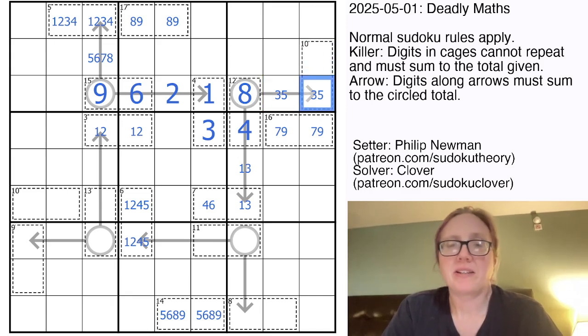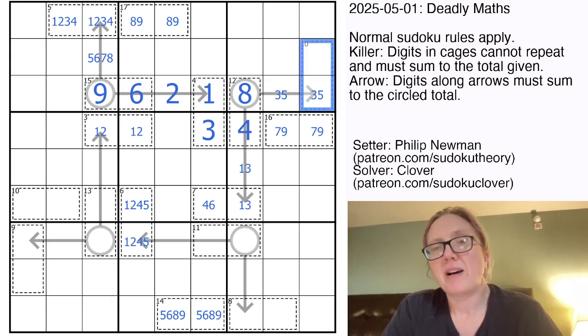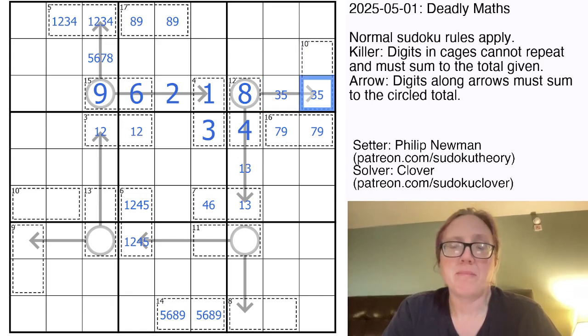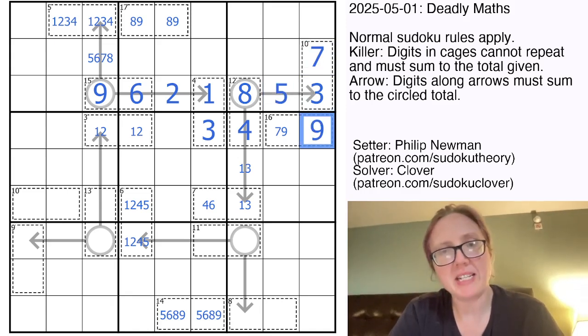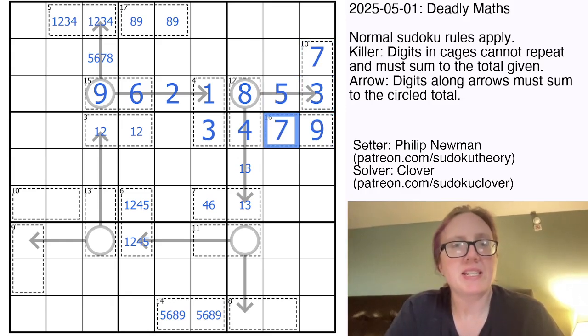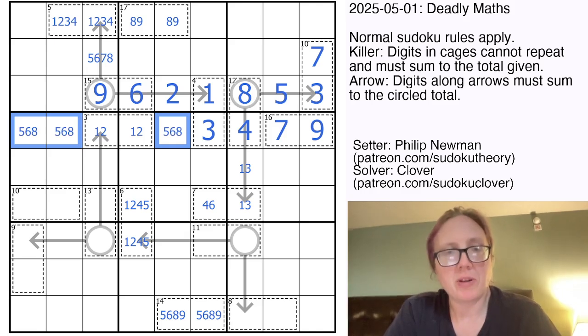Now the 5 can't go in this cell because that would make this cage 5 plus 5, which would sum to 10, but it would give us 2 5s in the column. So that's going to be a 3. That's now a 5, that's a 7. And we're going to have a 9 here, and a 7 there. So now these are going to be 5, 6, and 8 to finish the row. I'll pencil mark that. That will become relevant a little bit later.